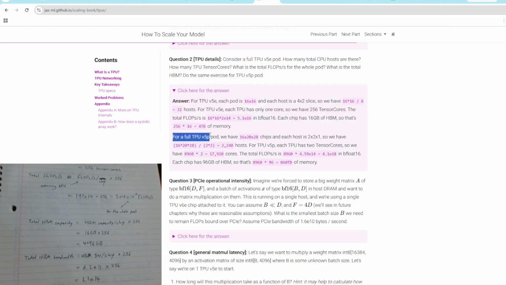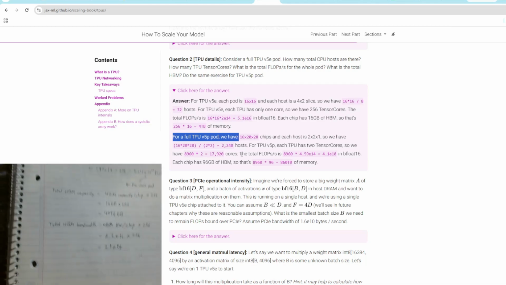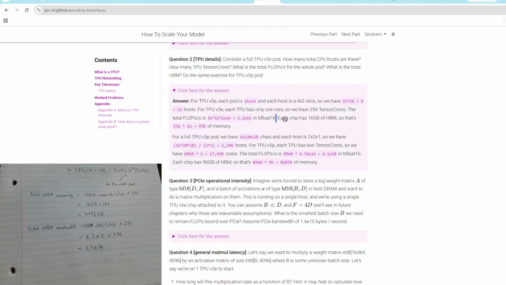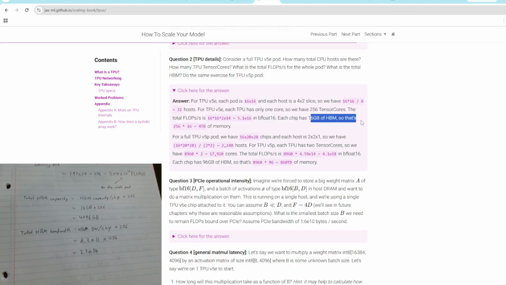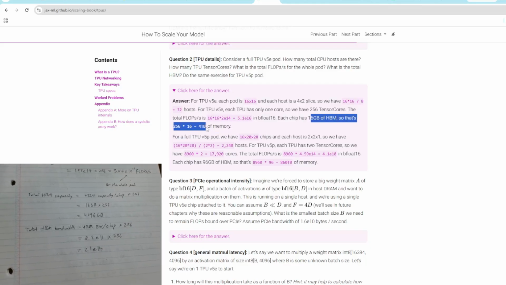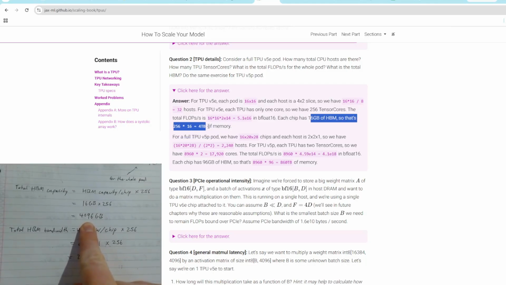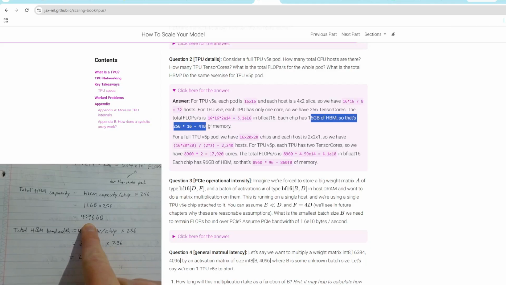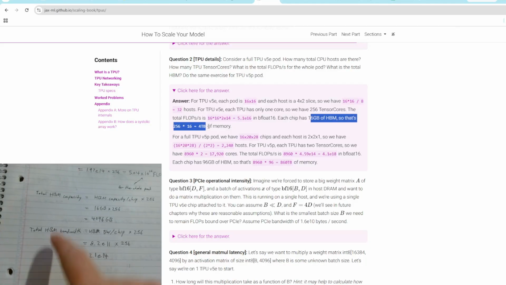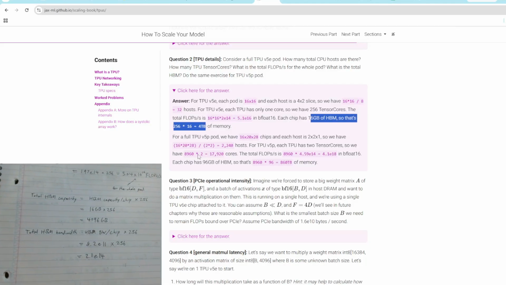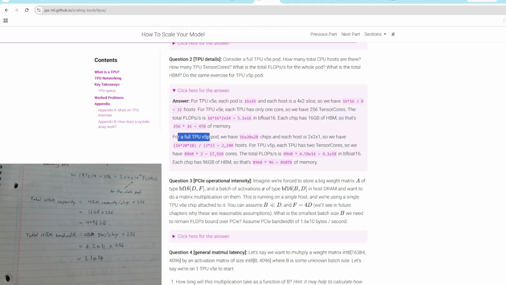For a full TPU V5P pod. Okay, so on to V5P. Wait, each chip has 16 gigabytes of HBM, so that's 4 terabytes of memory. Yeah, so we got 4,000, so 4.1 terabytes really. So they didn't even want bandwidth, they just wanted capacity. Anyway, so on to V5P.